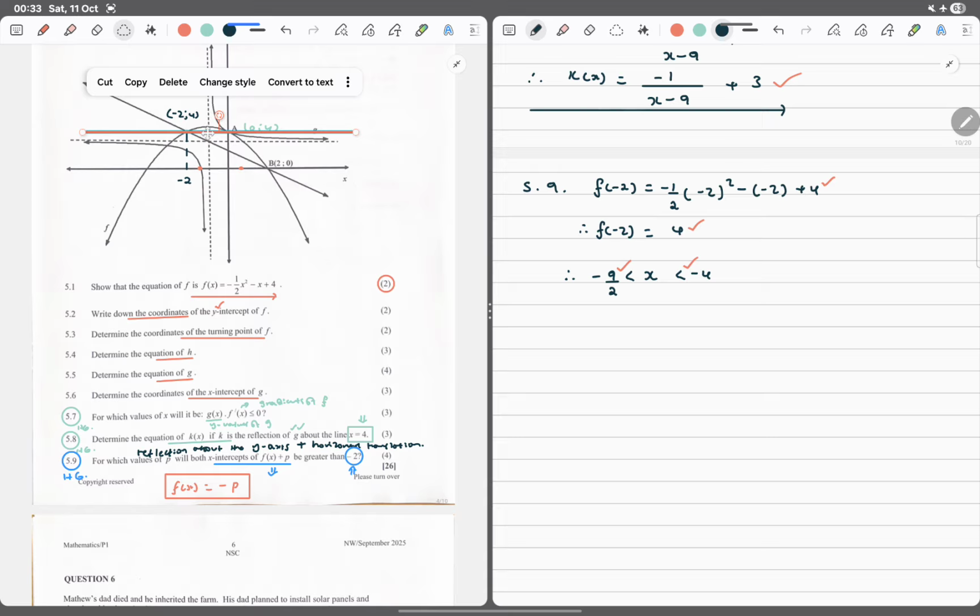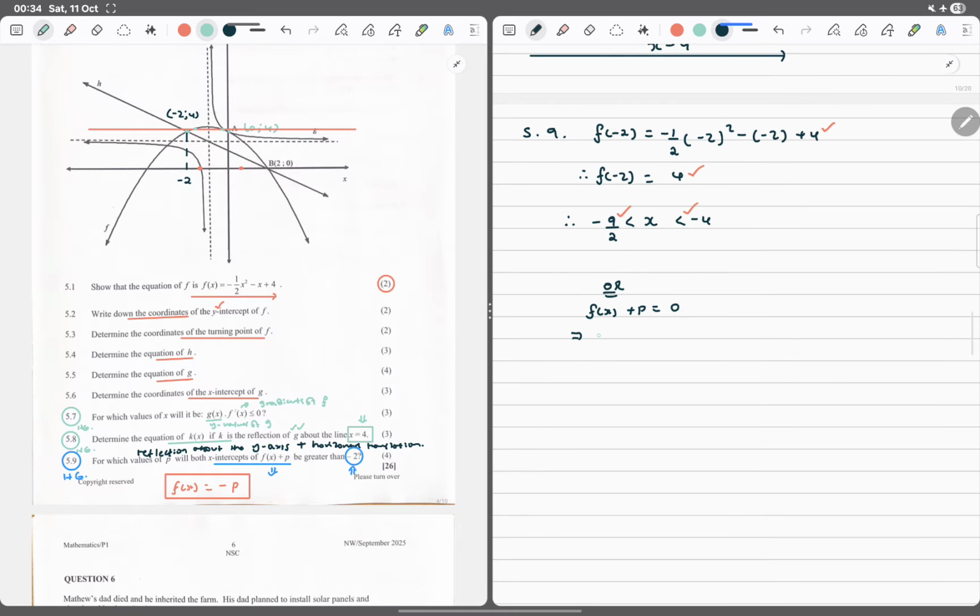But if we move slightly above here, but not quite reaching the turning point, we can see that technically the root here and the root there, they are both greater than -2, but we don't need to reach that turning point. So we can think of this as a horizontal line. So the other issue is that a student may consider f of x plus p equal to 0 and say this implies that f of x is equal to minus p.